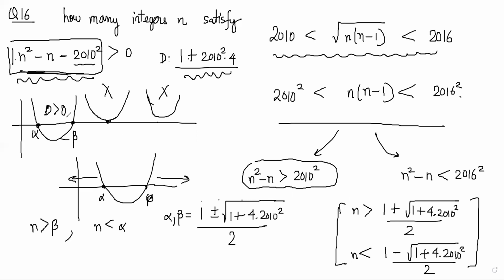So there are 3 possible versions of its graph. It has to be this one because its discriminant is positive, and this graph can be positive only in the portions when n is below the smaller root or above the larger root, right? In between the roots it is negative. So that is what I have written: n is greater than the bigger root, or n is smaller than the smaller root.